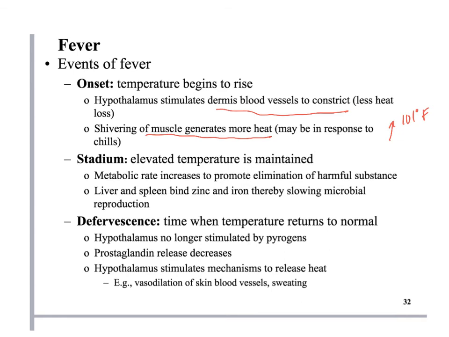And then we reach this plateau, which is stadium. This elevated temperature is maintained, so it stays up that way. Your metabolic rate increases to promote elimination of the harmful substance that's doing this, whether it be a virus or bacteria. A lot of times viruses are the culprits of fevers. Okay, and then your liver and spleen, they bind some chemicals to help slow microbial reproduction. So zinc and iron will be retained, will help to prevent microbial reproduction from growing. And the elevated temperature also helps with this.